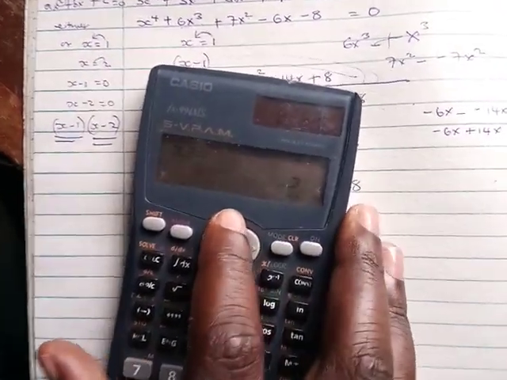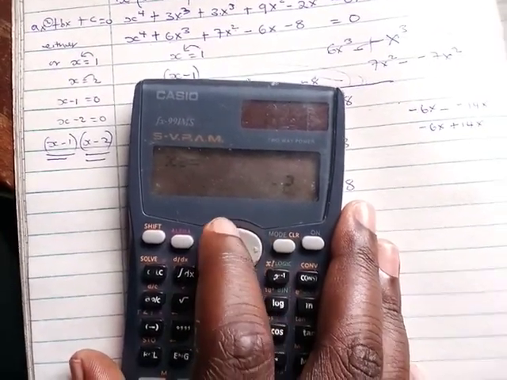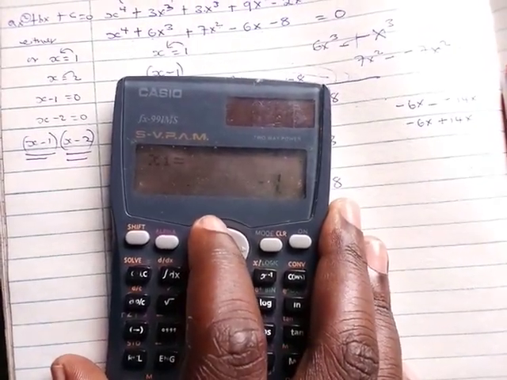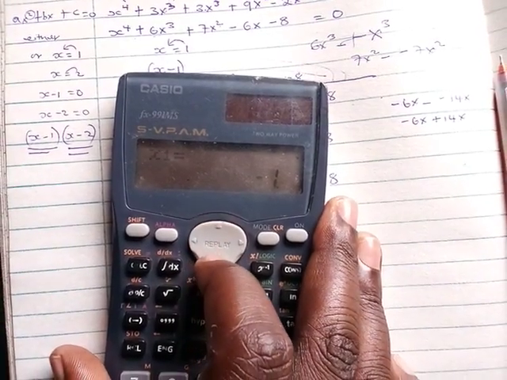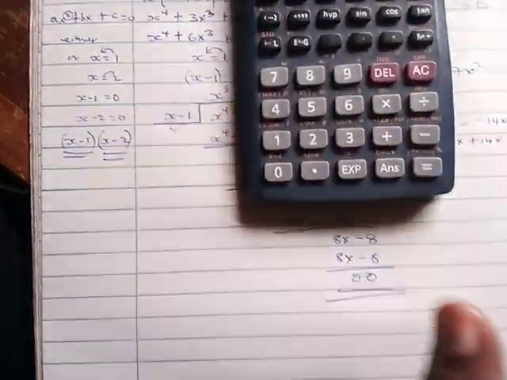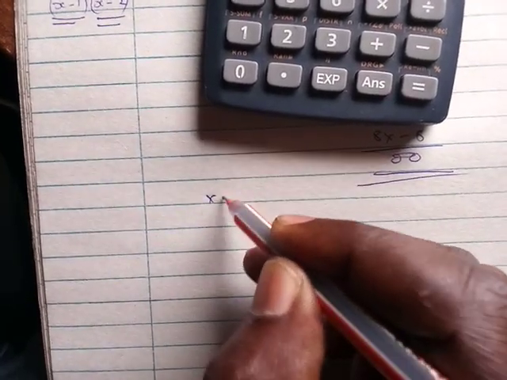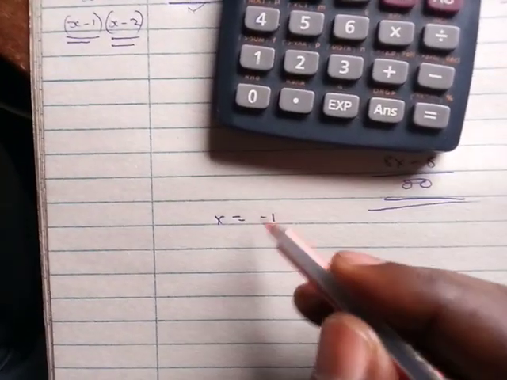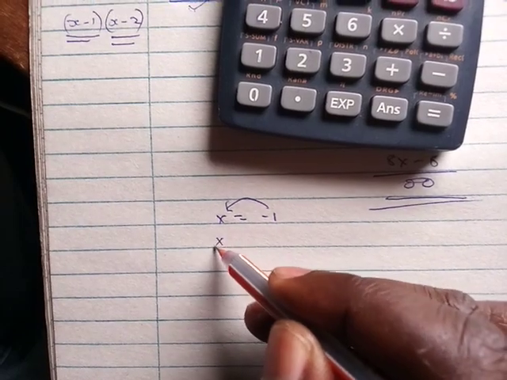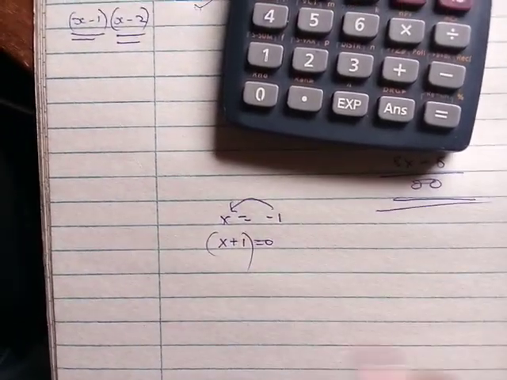So here we shall choose, but here you don't have to just come and write the answer directly. You will have to go back and choose which one you will use as a factor. So you have x equaling -1. Let us use that one. So I'm choosing this one, x equaling -1. When I put it like this, the factor becomes x plus 1 equaling 0. So this one will be our factor.